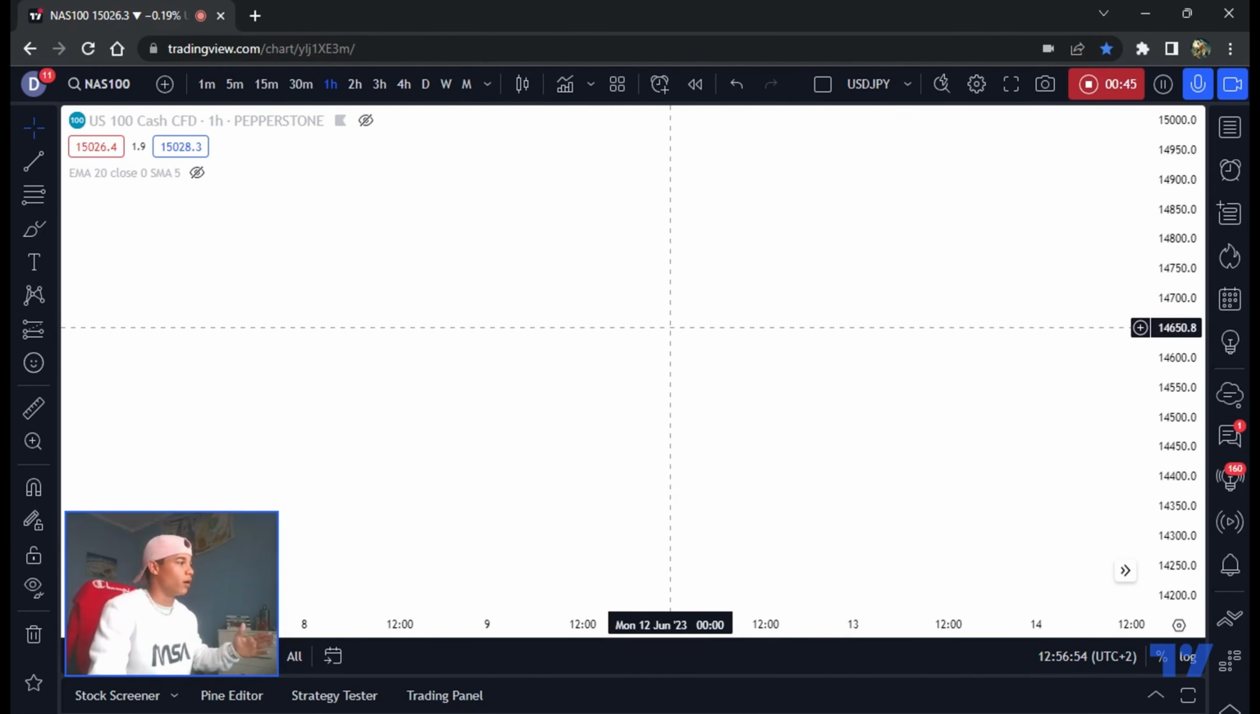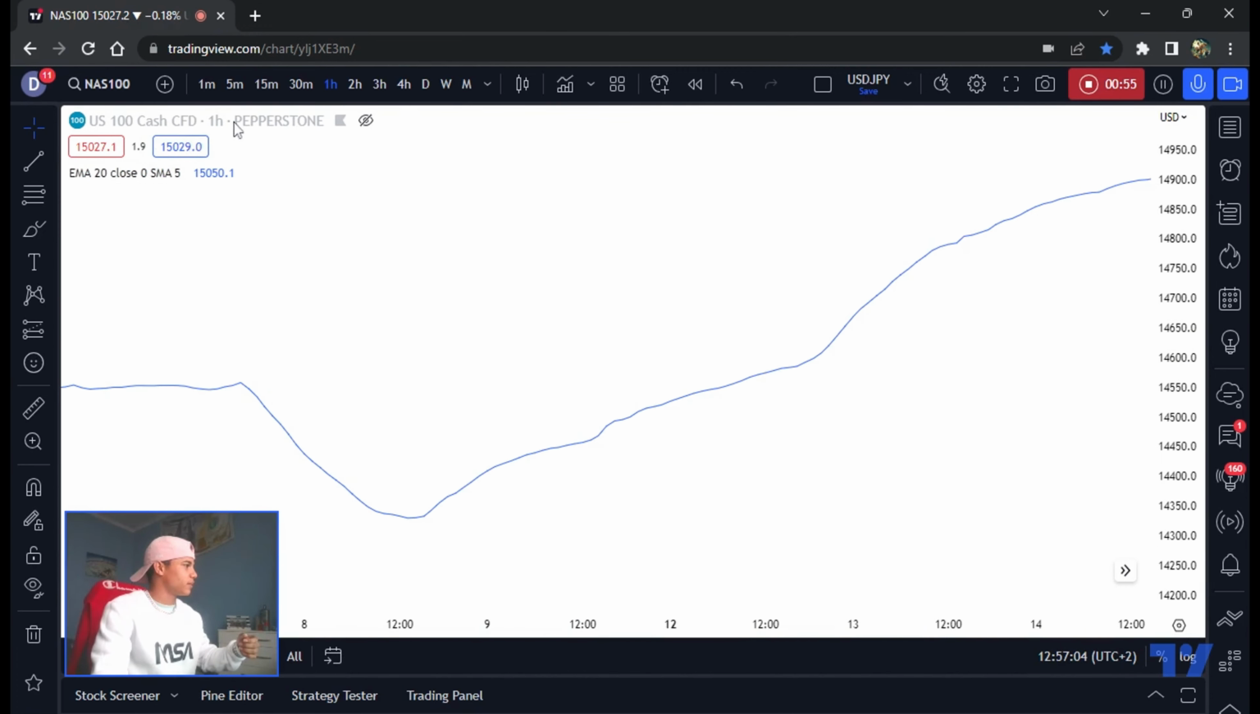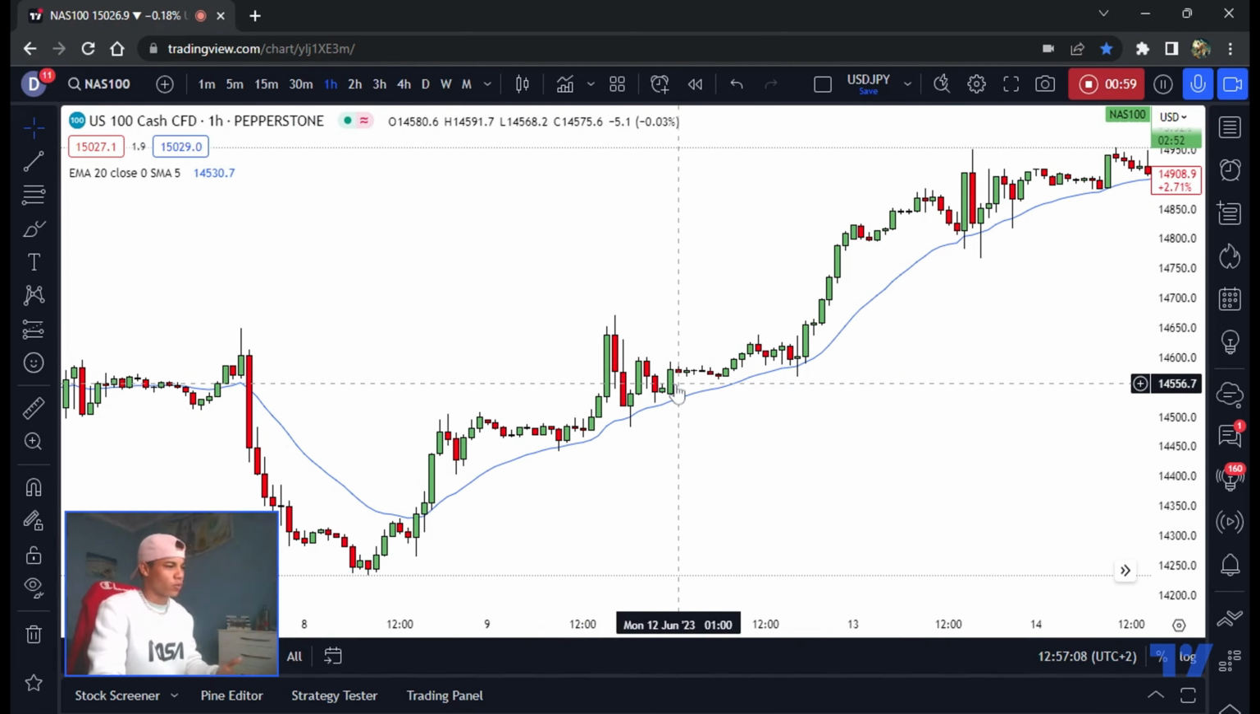Right now we are on NAS 100 or NASDAQ, which is a similar stock. So as we can see, we are on NASDAQ on the 1 hour chart, and this is a very basic strategy. It consists of a couple of rules and conditions that you need to follow. So let's get into the strategy.